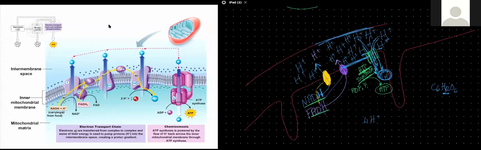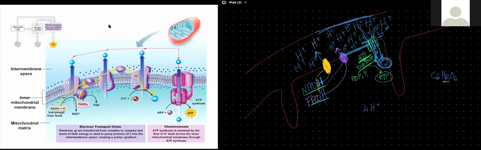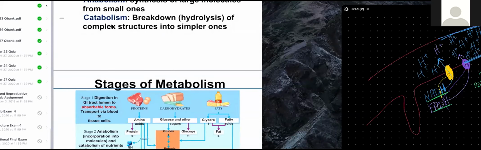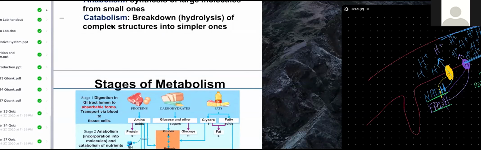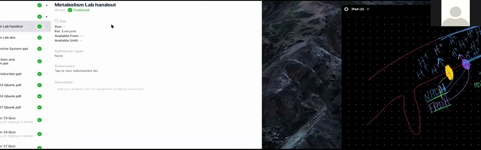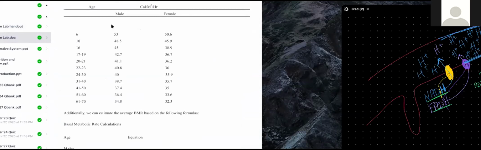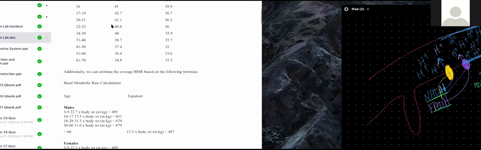All right, so this completes our discussion for today. Let me answer this. For the metabolism lab handout, it's a self-explanatory assignment. It will tell you to count the calories that you're taking per day. The key here is to allow an equal intake to the output.